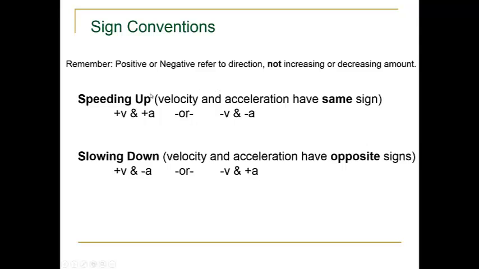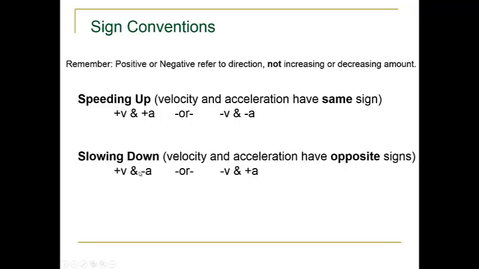So if you're going to the right and your acceleration is also to the right, that means you're speeding up, because there's something pushing you to the right, making you go faster. If both of your signs are negative, that also means you're speeding up. So if you're heading south and you think about gravity, which pulls things down, acceleration due to gravity is going to be negative. That's also going to be you speeding up, because your motion is down and your acceleration is pulling you down.